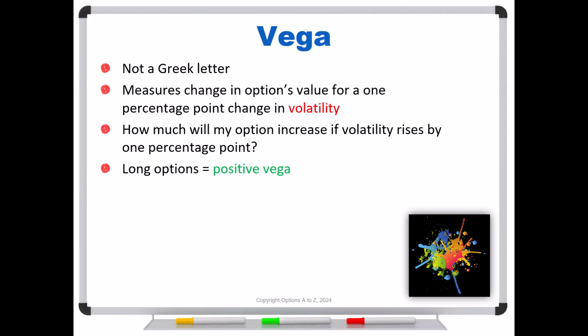If you're short an option, you want to see those stock prices freeze. You don't want to see conditions change to where those stock prices have a better chance of moving.